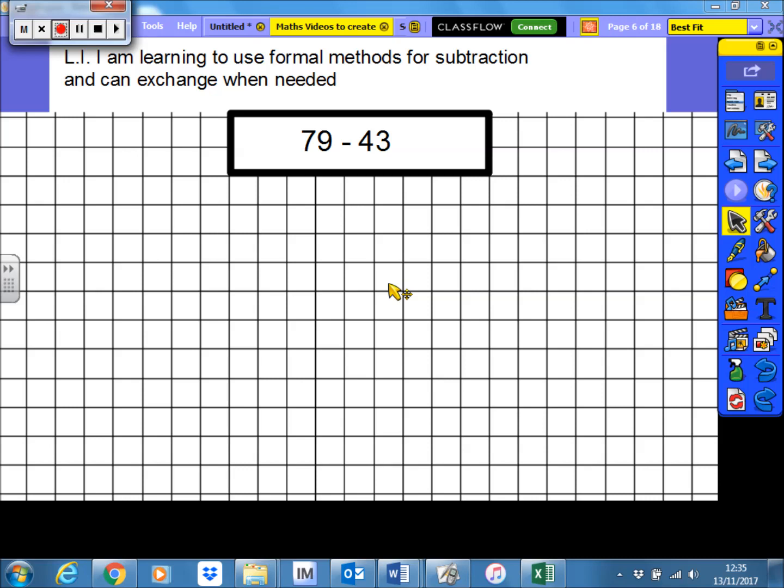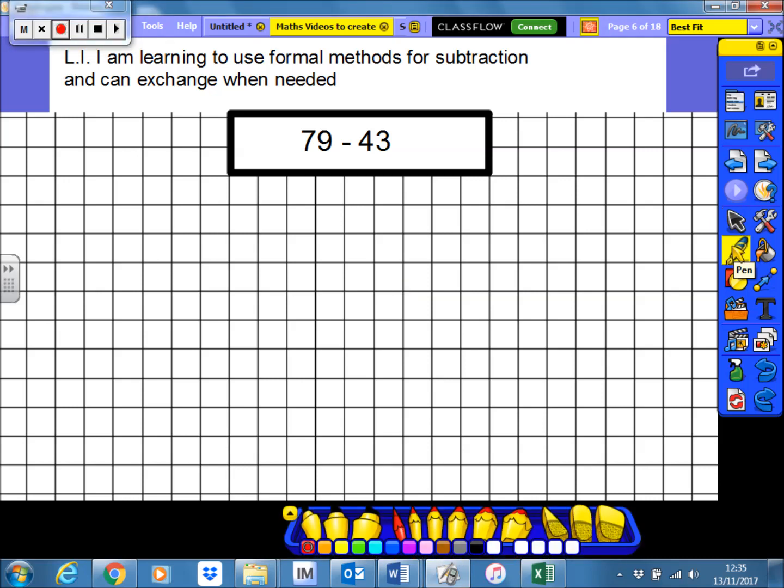Hi guys, in this video we're going to be looking at how to use formal methods for subtraction, what some people sometimes call chimney sums. Now, the most important thing when it comes to any sort of formal sums, be it addition, subtraction or multiplication, the most important thing to do is to line up your columns very carefully.